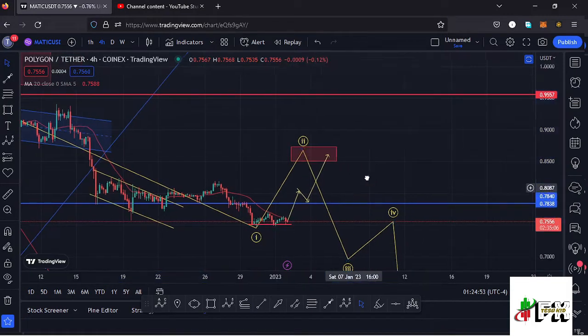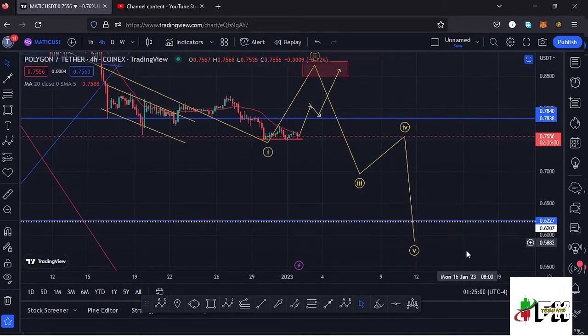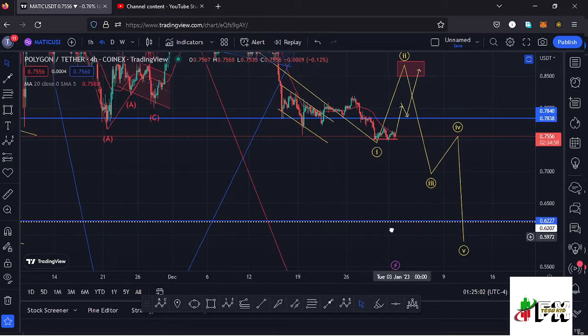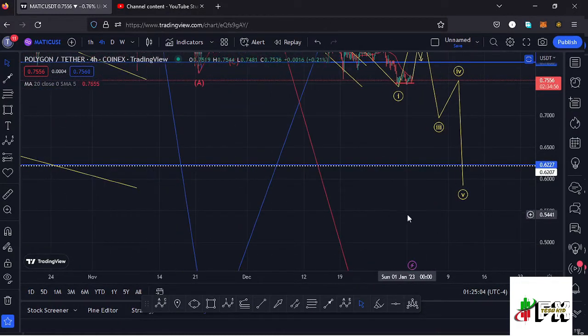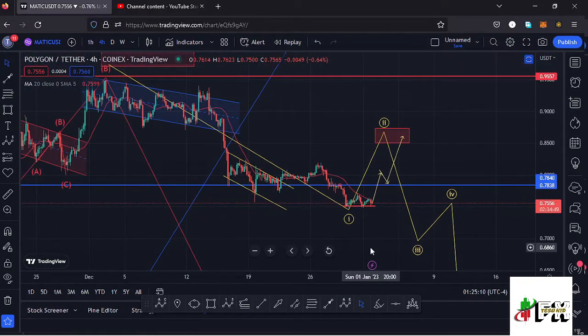Then from there we can expect another impulsive movement to the lower side in the formation of a wave 3, then expect a wave 4 and then a wave 5, which should fully maximize the formation of that second wave and also fully maximize the formation of that wave C to the lower side. So let's be patient and see how that plays out, and that is my primary scenario that I'm expecting to play out here on the Polygon Matic chart.